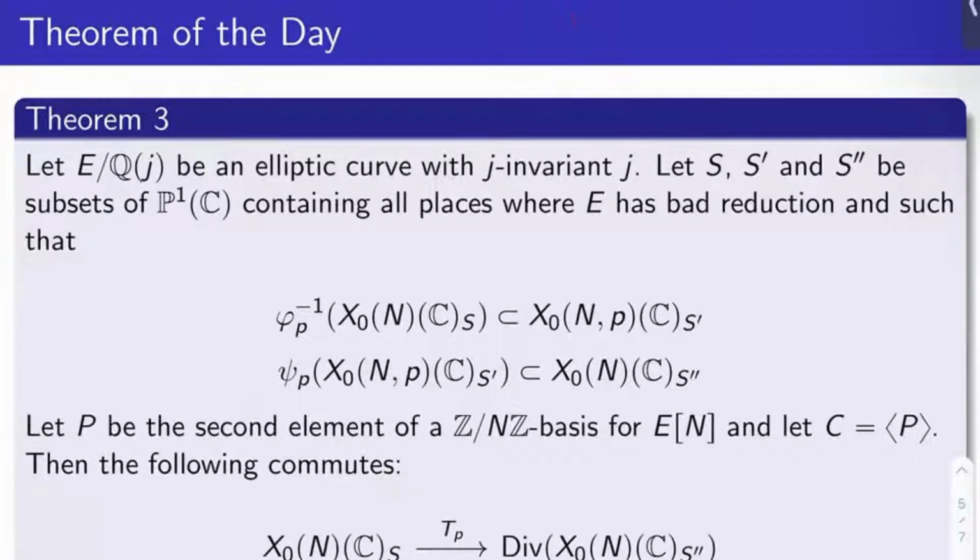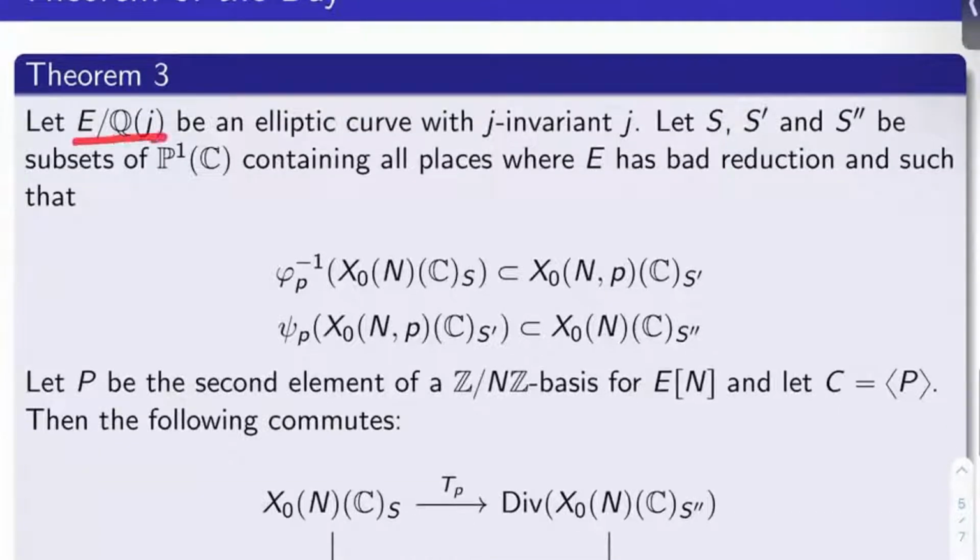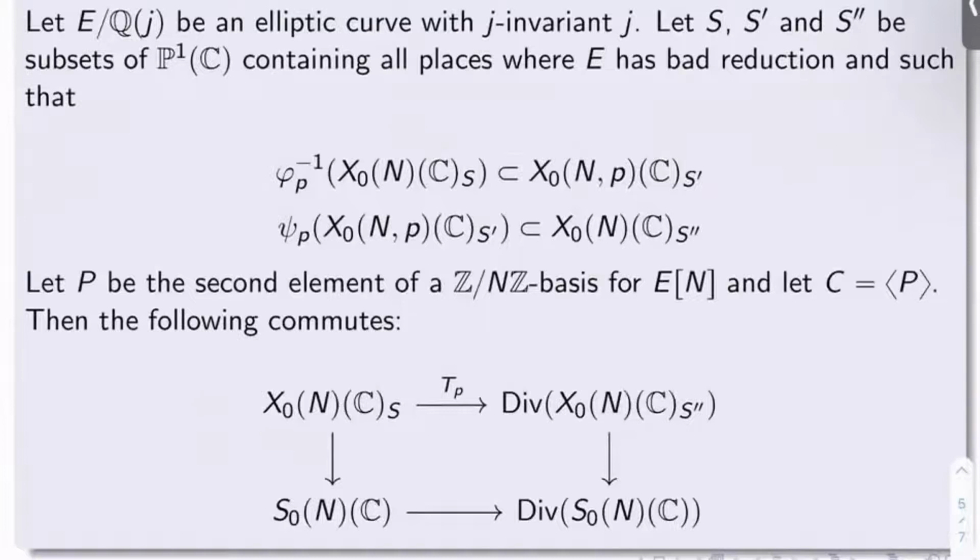Okay, so here's the big theorem of the day, theorem 3. Let E over Q adjoin J be an elliptic curve with J invariant J, like the universal elliptic curve over Q adjoin J, for example. Let's let S, S prime, and S double prime be subsets of the complex projective line containing all places where E has bad reduction and satisfying the following technical compatibility condition for the correspondence.